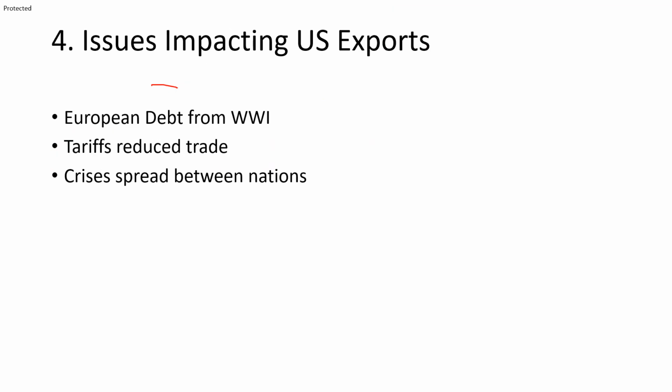So the next cause of the Great Depression was the issues related to the exports and imports in the US. After the First World War, European countries were heavily burdened by war debts and struggled to recover. At the same time, the US implemented high tariffs to protect the domestic industries.